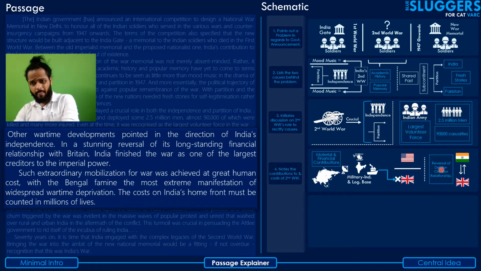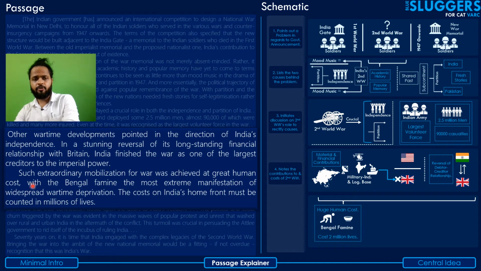So that's about the first part. Next, he says such extraordinary mobilization for the war, right? In terms of the forces, in terms of the material and financial contributions, such extraordinary mobilization for the war was achieved at great human cost, with the Bengal famine the most extreme manifestation of widespread wartime deprivation. The costs on India's home front must be counted in millions of lives.